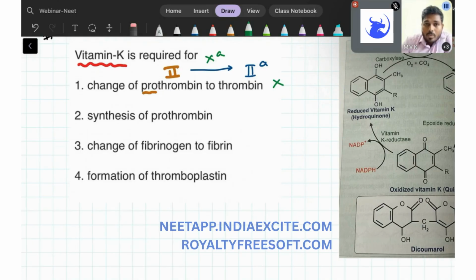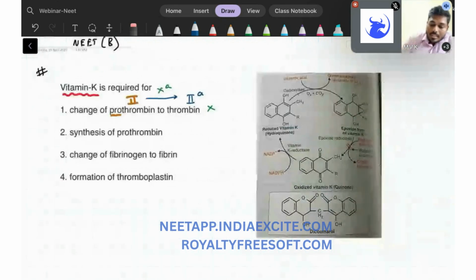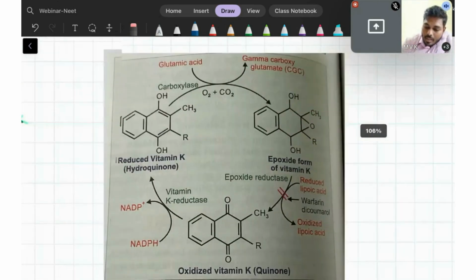Synthesis of prothrombin. So all the clotting factors are synthesized in the liver. There is a specific enzyme called gamma glutamyl carboxylase. Vitamin K acts as a cofactor for that particular enzyme. So what happens? It just synthesizes the prothrombin. I've added this here.